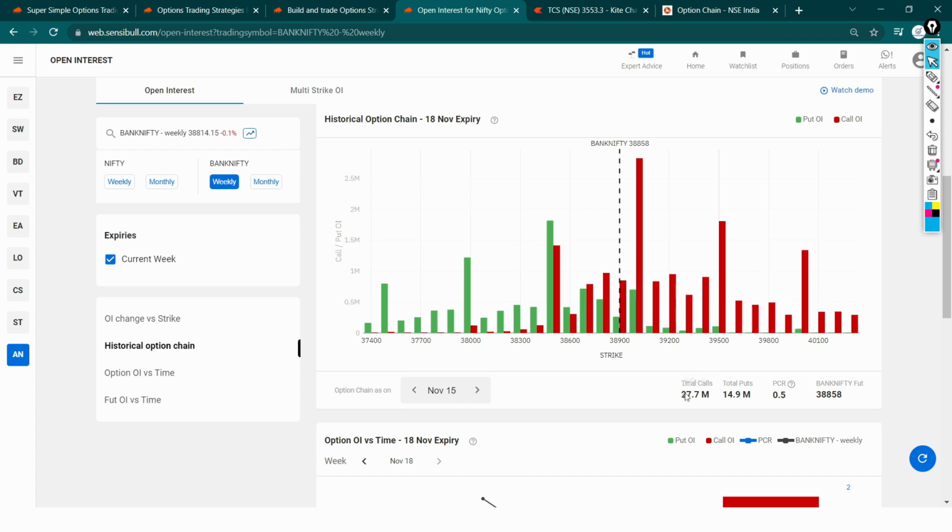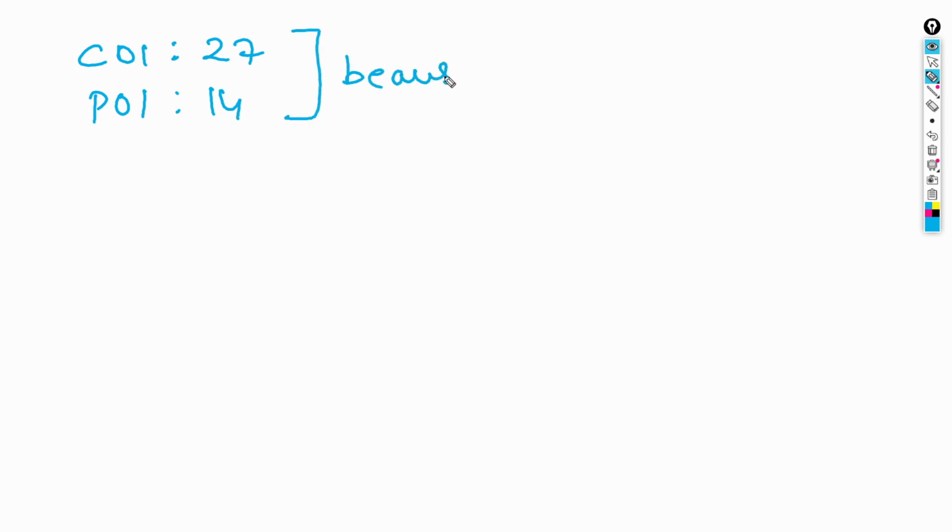Right? So here we can see the total number of calls and puts with a PCR ratio of 0.5. So what exactly does this mean? This means the market is slightly bearish. It is not bullish because the call OI is way higher than put OI. Call OI is somewhere around 27 million, whereas put OI is around 14 million. Hence the market, or Bank Nifty, is likely bearish.